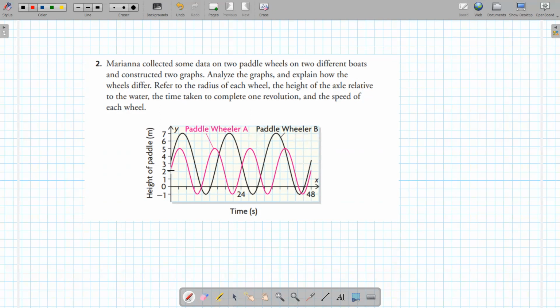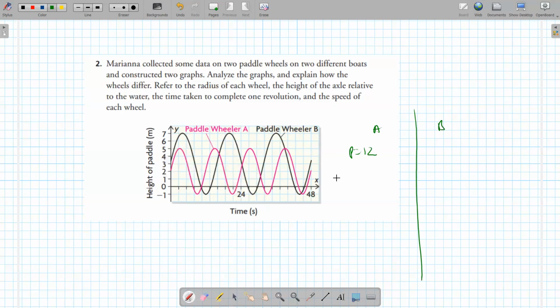I'll give you a hint. From here to here is one cycle. So how many cycles did we do in 24 seconds? 2. So how long does it take to do each cycle? 12 seconds. So for A, the period will be 12.